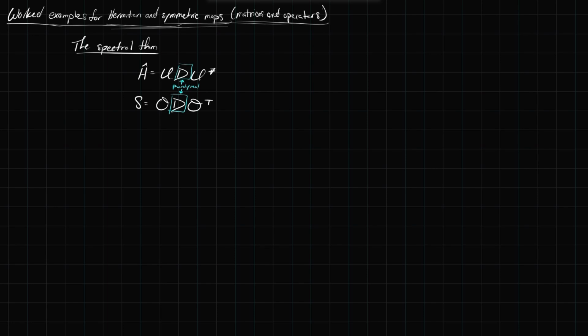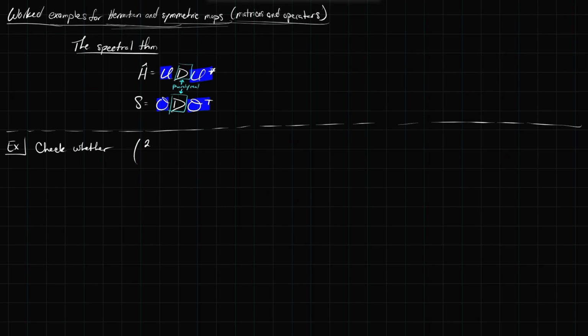And so today we're basically going to be asked to perform diagonalization, but we're going to do it in a way such that we recover unitary and orthogonal operators. So our first example: check whether the matrix 2, 1, 1, negative 2 is symmetric. If so, find an orthonormal basis of eigenvectors and decompose.